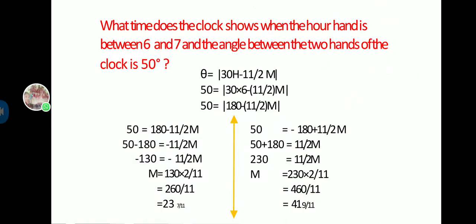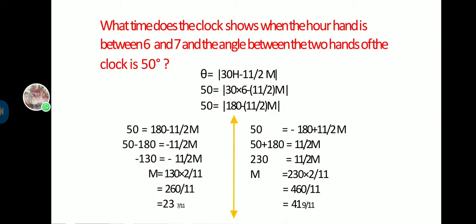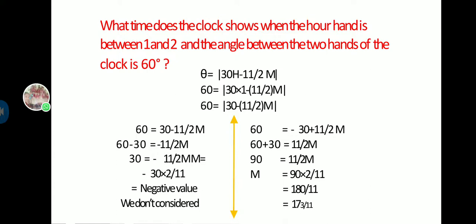Same angle between. What time does the clock show when the hour hand is between 6 and 7 and the angle between them is 50 degrees? Same. First you need to do minus and then you need to do plus. Again the same problem: what time does the clock show when the hour hand is between 1 and 2 and the angle between them is 60 degrees? Same question.